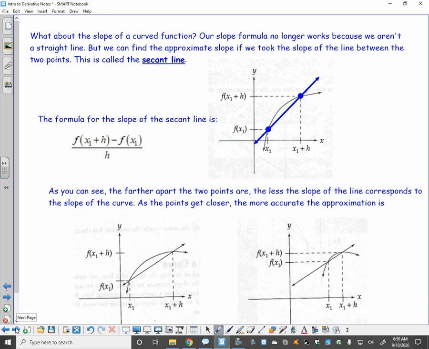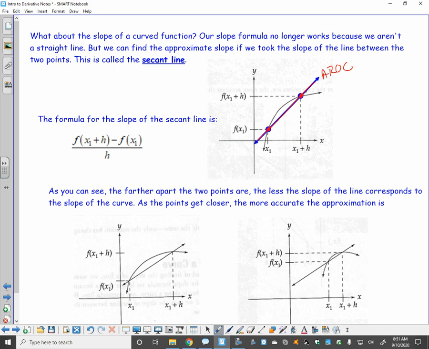Well, that's all easy when we're talking about linear functions. But what about the slope of a curved function? Our slope formula no longer works because we aren't a straight line. But if we can find the approximate slope, if we took the slope of the line between 2 points, this is called the secant line, and we did this the very first day. So we took these 2 points, and we found the slope, and that was the average rate of change, y minus y over x minus x.